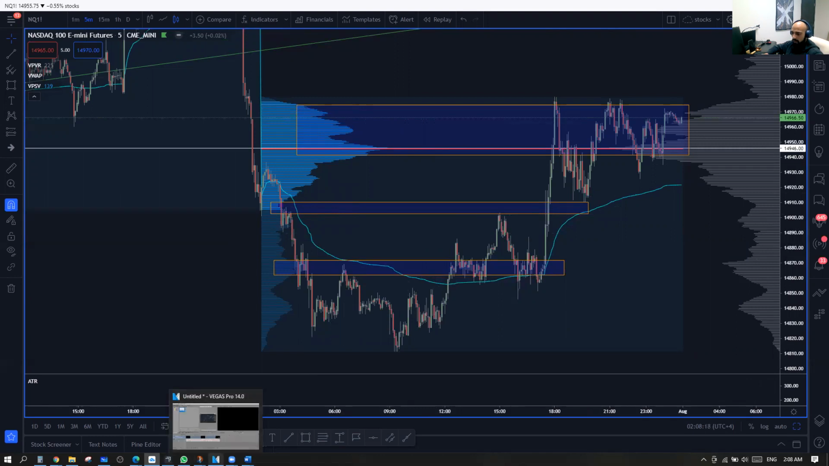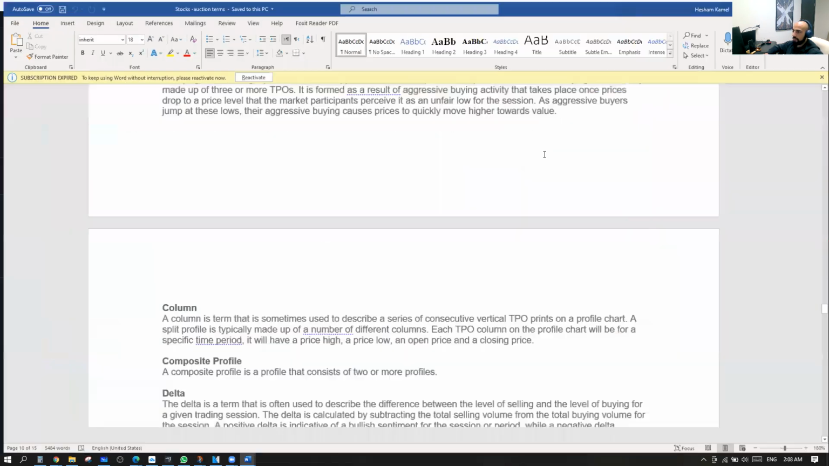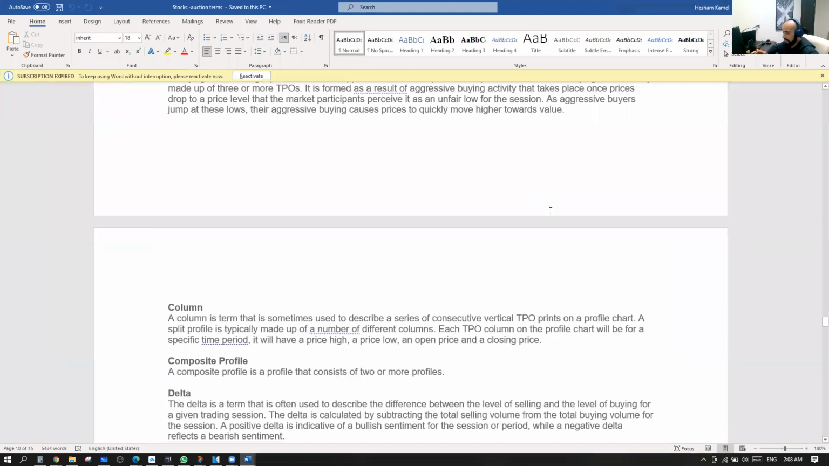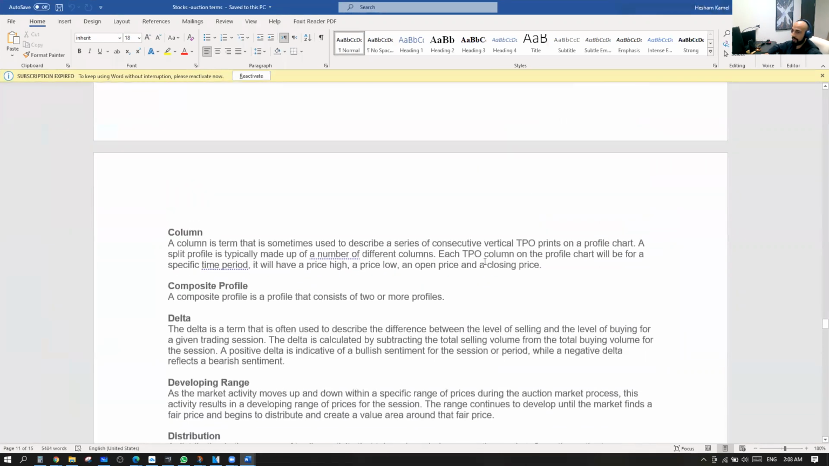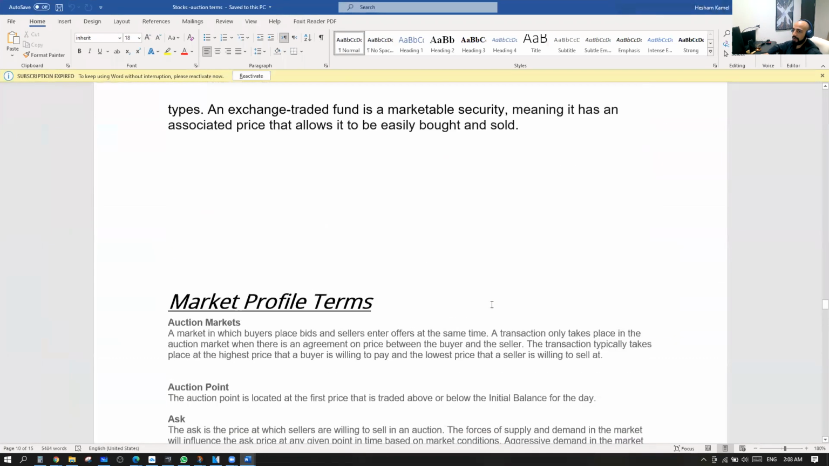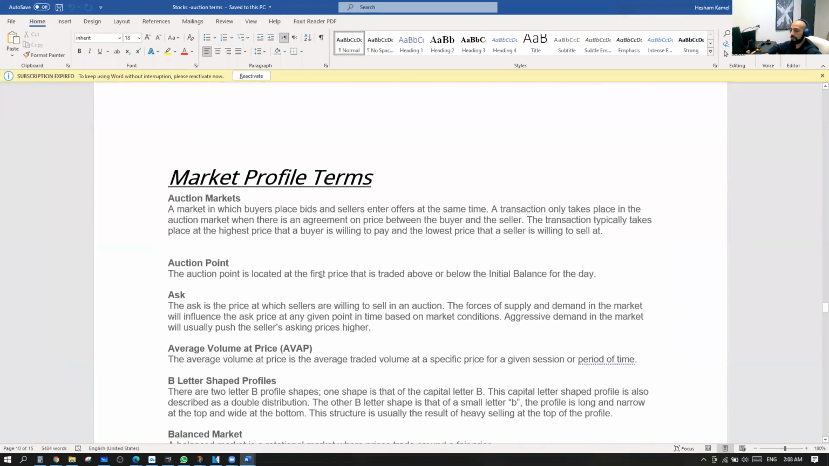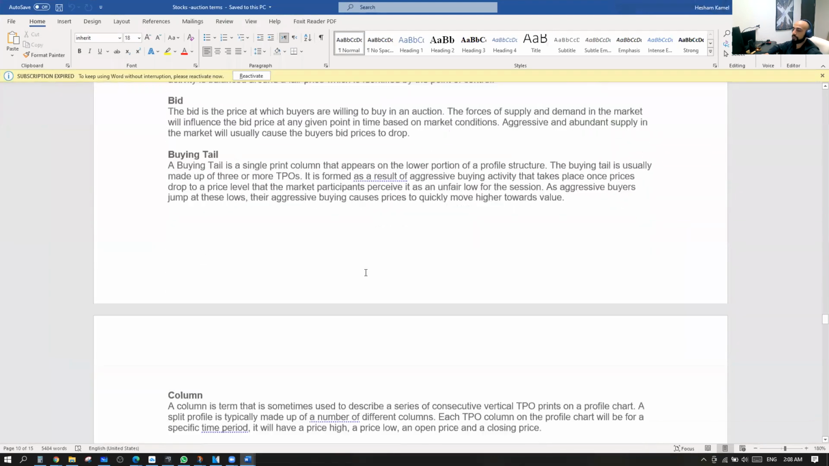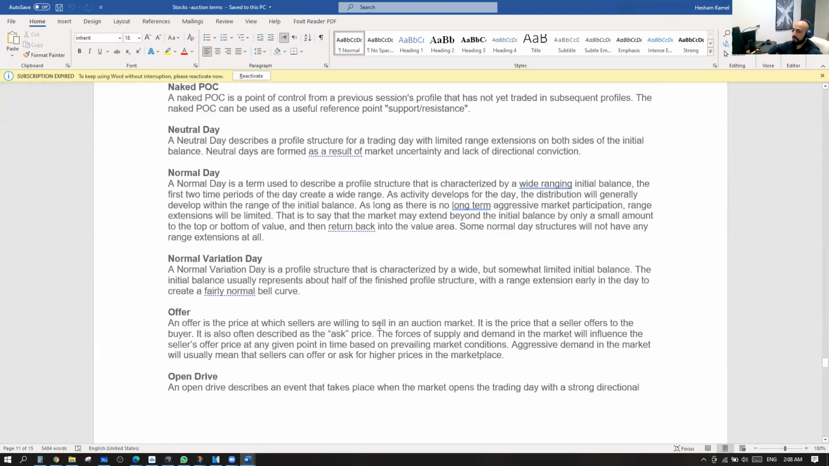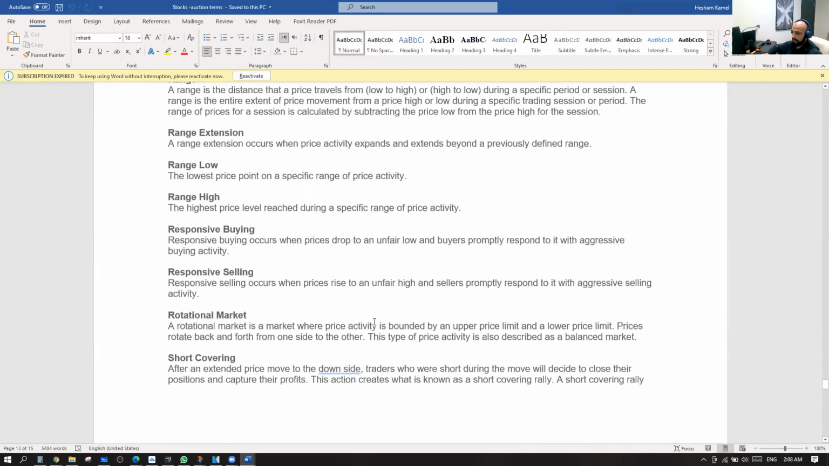There are a lot of auction terms and a lot of volume profile terms, but for trading, we basically need the main three terms that I just discussed right now. I will attach the market profile terms in a sheet attached to this course, so it can help you read more and educate yourself more about auction terms and more of these technical terms.